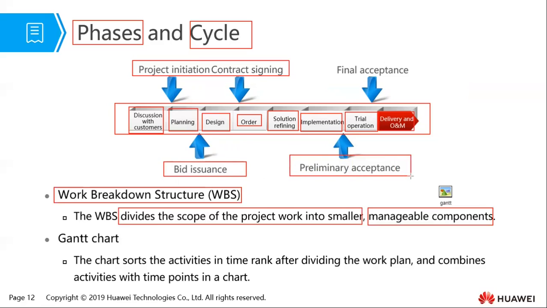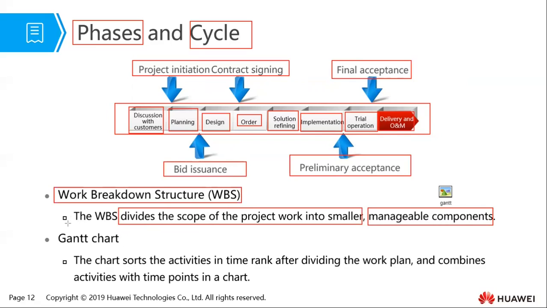Then normally we have a preliminary acceptance after implementation before we start trial. And after trial, you'll have to be on site for some months. And finally, they are going to give you a final acceptance certificate. So if they give you a final acceptance certificate, now they're supposed to pay you your entire amount. So this is an example of a work breakdown structure.